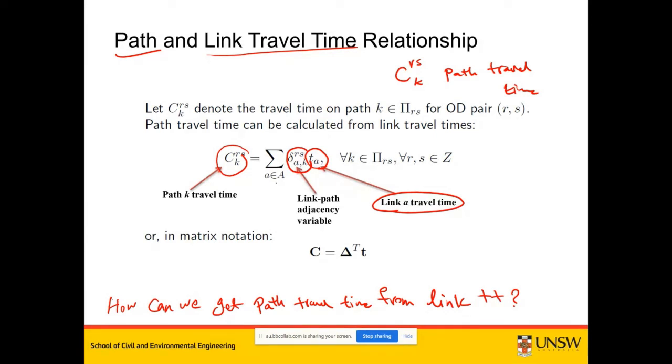This summation is over all links. If you multiply that adjacency variable by the link travel times, you get the path travel time. And if you want to put it in a matrix notation, it looks like this. You don't have to worry about the notation. But if you remember, this was the transpose, the transpose notation from matrix functions.